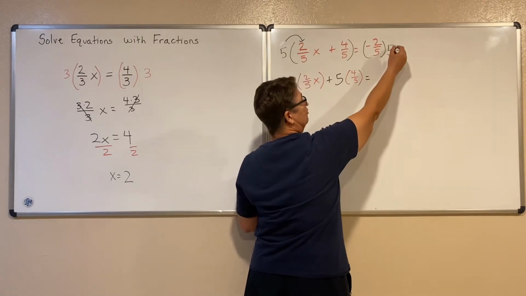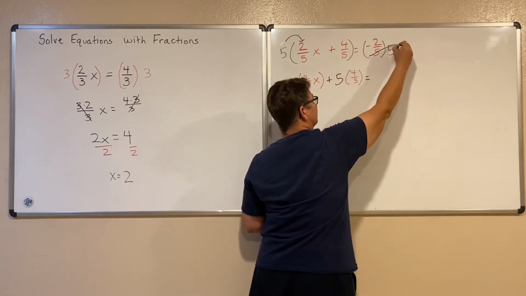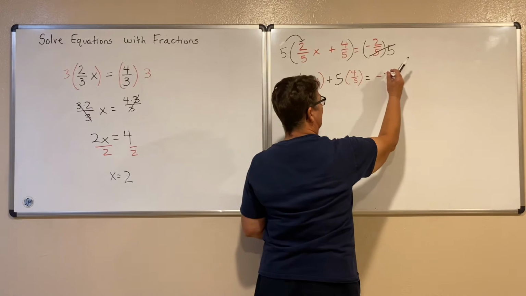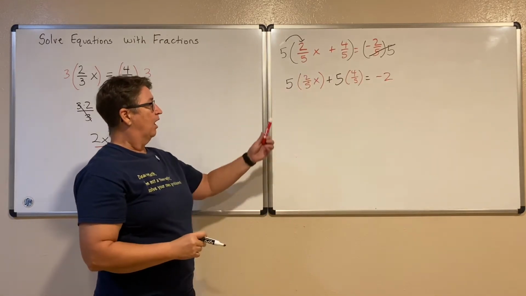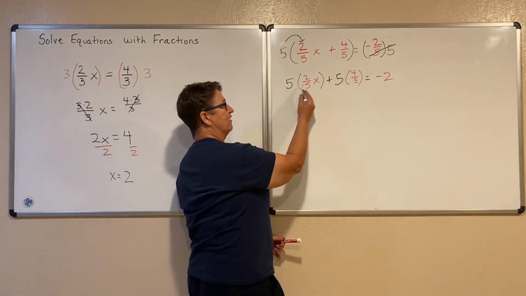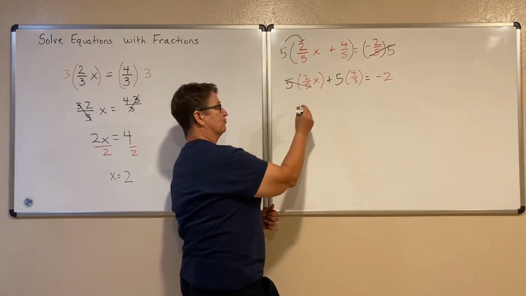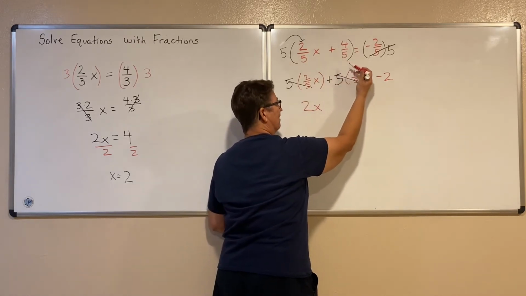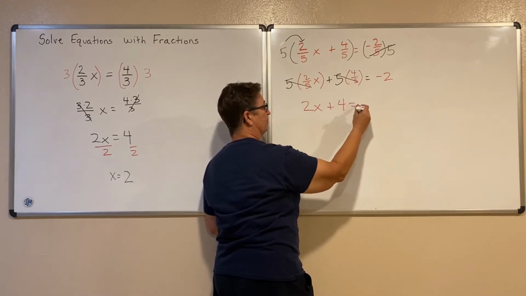On the right, this 5 divided by that 5 is going to be 1. So I'm going to be left with just negative 2 there on the right. On the left, this 5 divided by that 5 becomes 1, and I'm left with 2x. This 5 divided by that 5 becomes 1, and I'm left with just the 4.